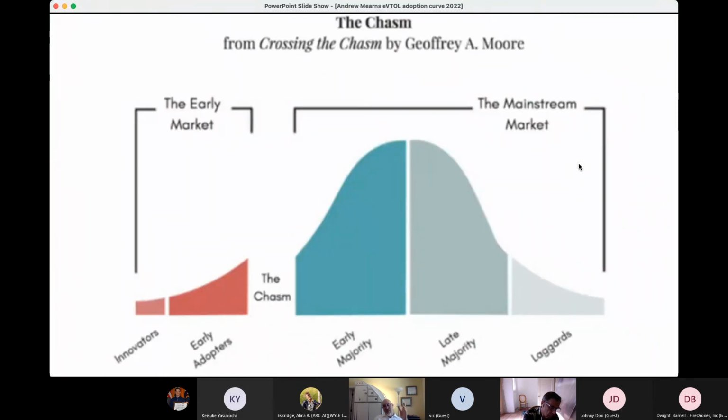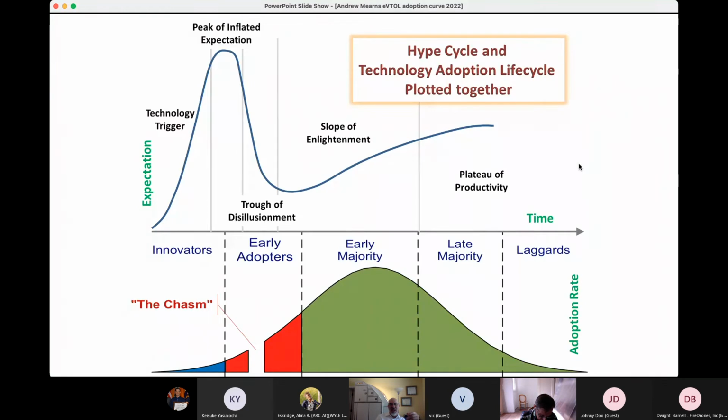And so for a couple of reasons, there's what's called a chasm between the early adopters, the early market, and the mainstream market. And there's a great book, and I'll have some information at the end about it, called Crossing the Chasm by Jeffrey Moore, that is sort of about this situation. And let's talk about what causes the chasm.